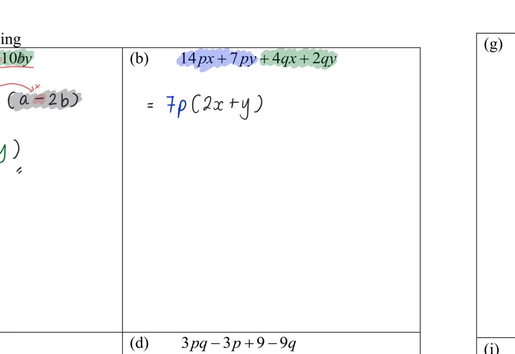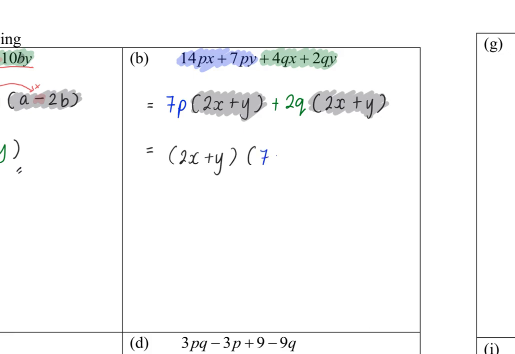Next, I would take out positive 2q. This is the common factor of the next green color group. So with 4, I've taken out 2. I'm left with 2. I still have my x and my positive y. Therefore, final answer: I saw that 2x plus y is now the common factor that I am going to extract out. And I'm left with 7p and positive 2q.